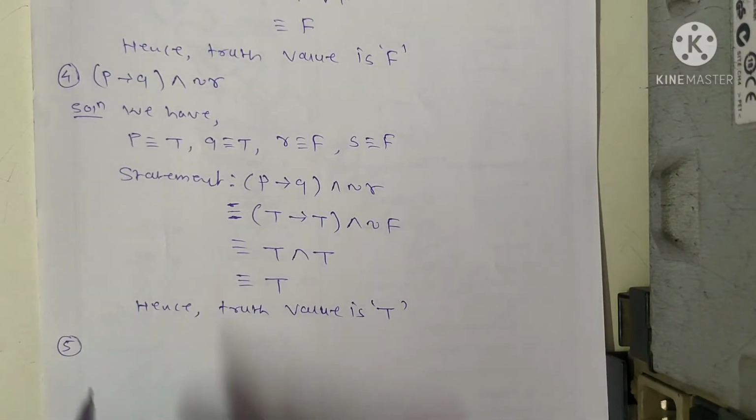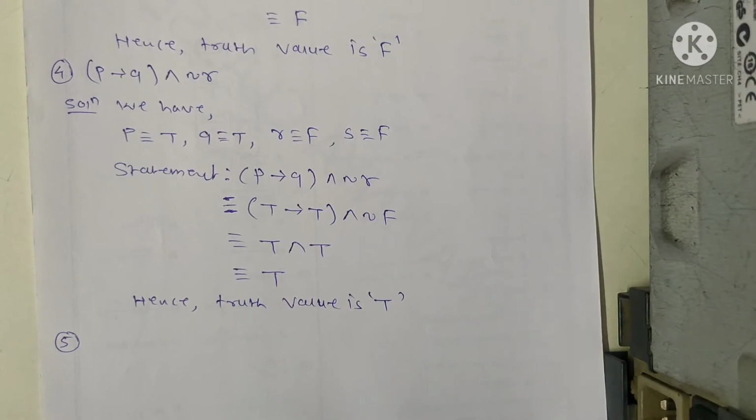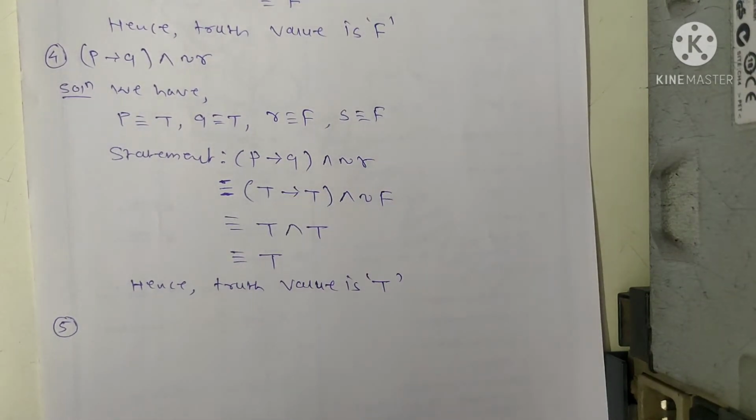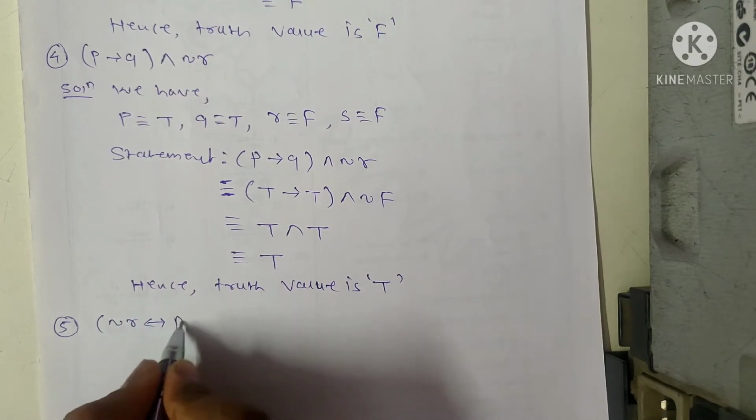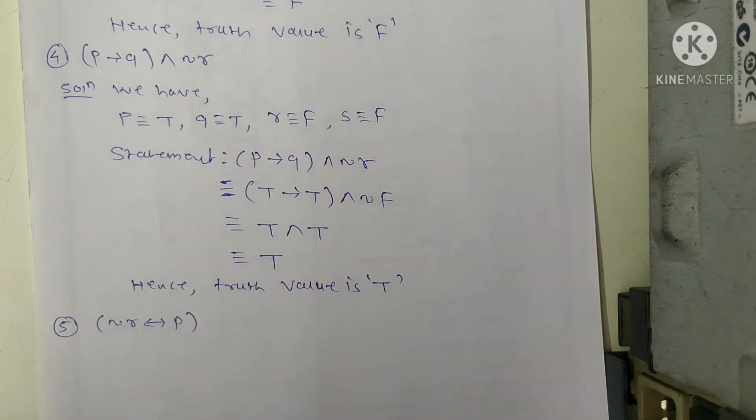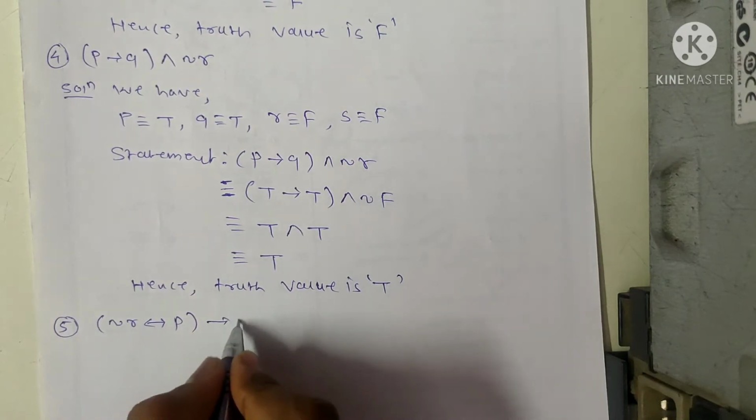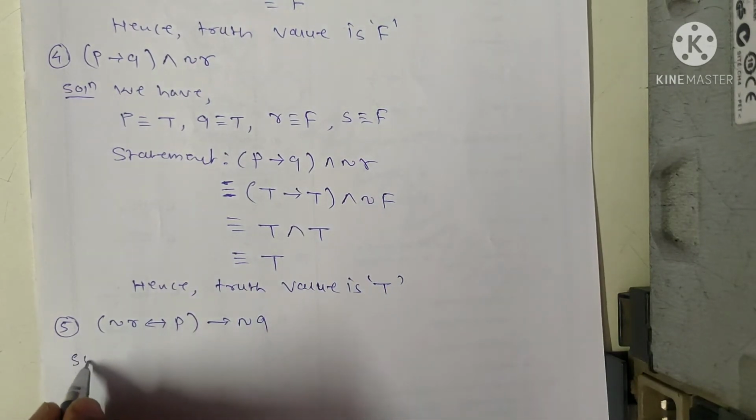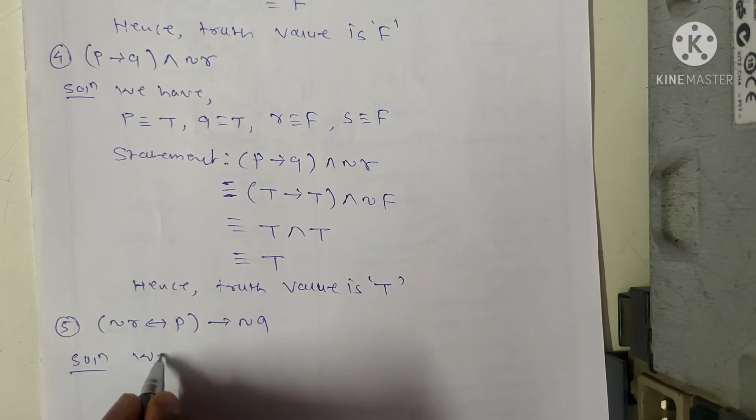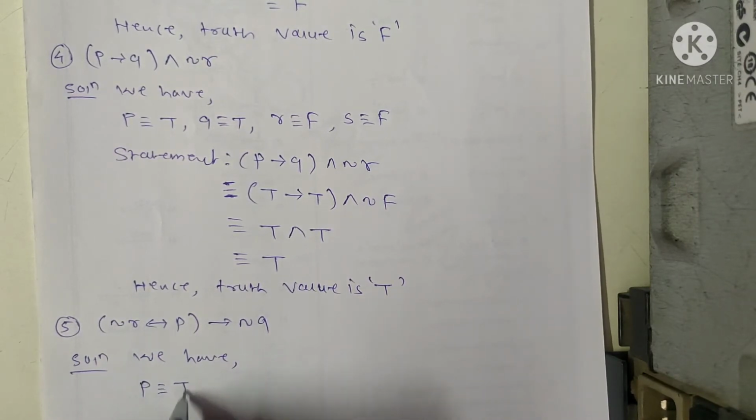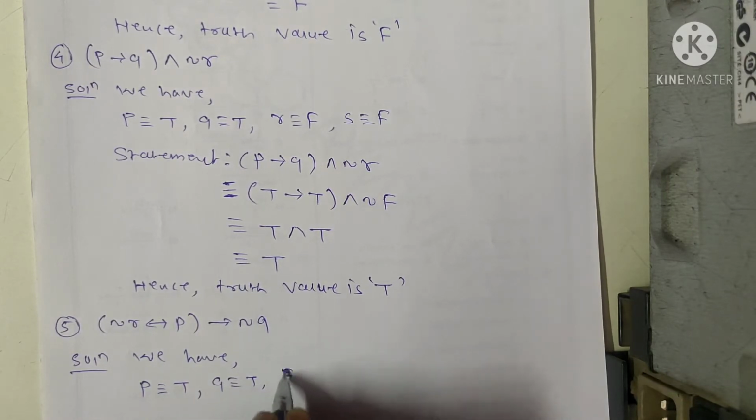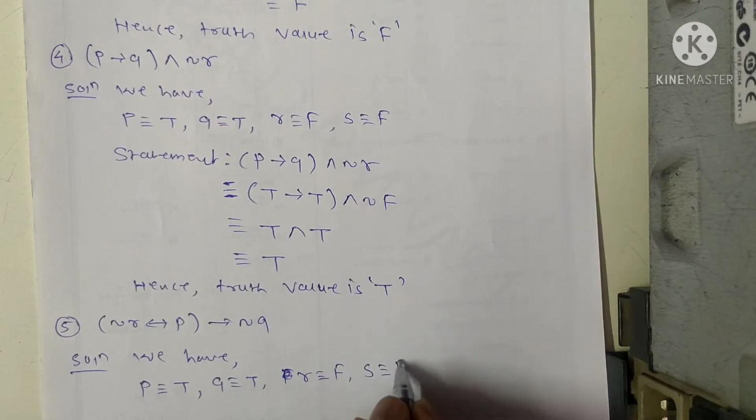Now next, question number 5. Negation R if and only P, then negation Q. Solution. We have P is T, Q is T, R is F, and also S is F.